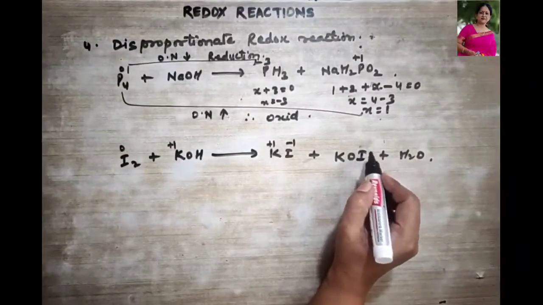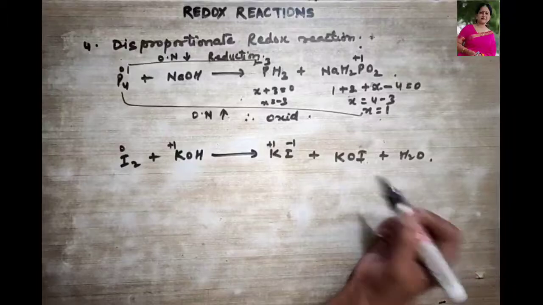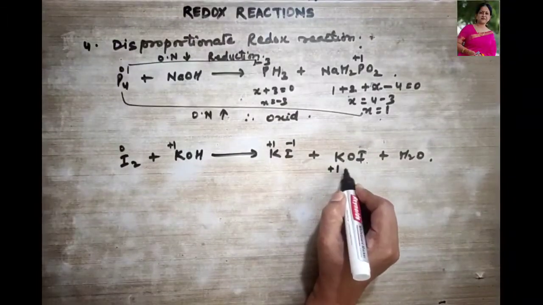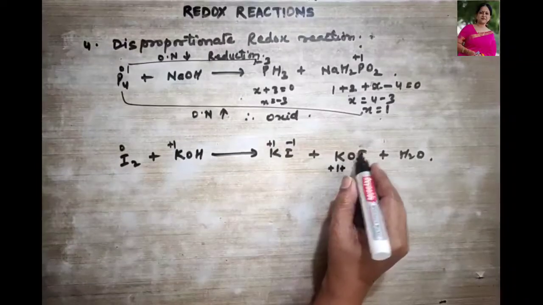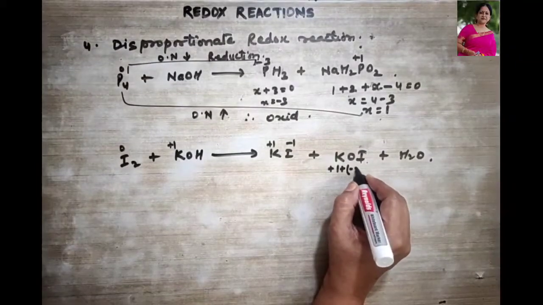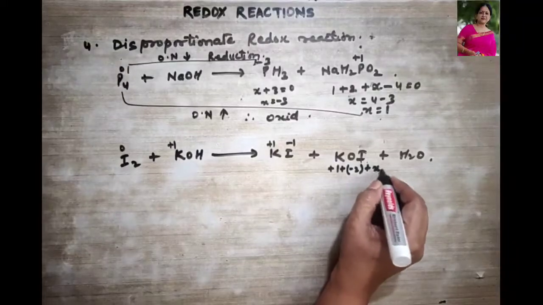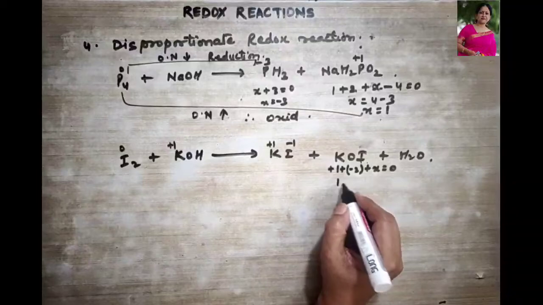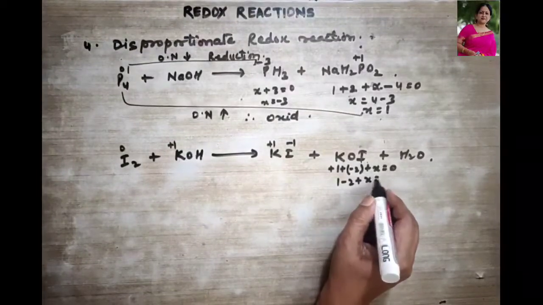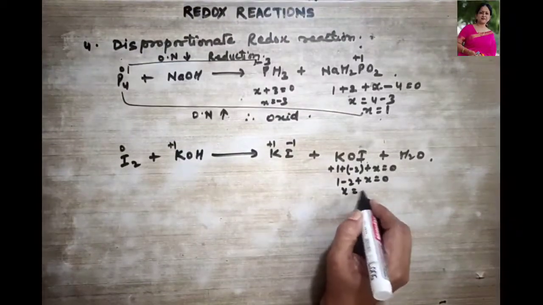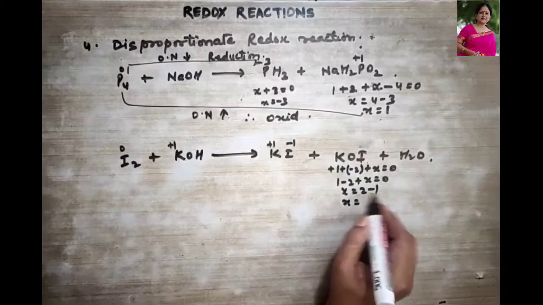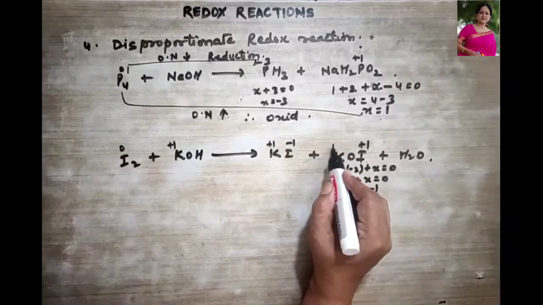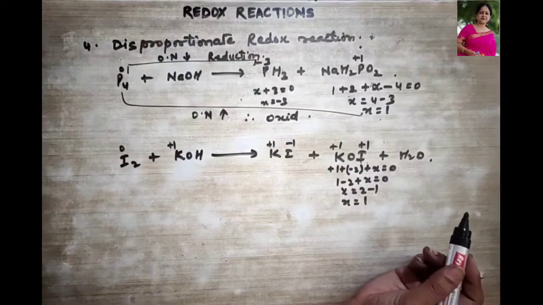Now let us find out the oxidation number of iodine over here. So potassium is always plus 1, plus this is minus 2. So minus 2 plus X is equal to 0. So this becomes how much? 1 minus 2 plus X is 0. So X is equal to 2 minus 1, X is equal to 1, right? So this is plus 1 over here and this is also plus 1 over here.